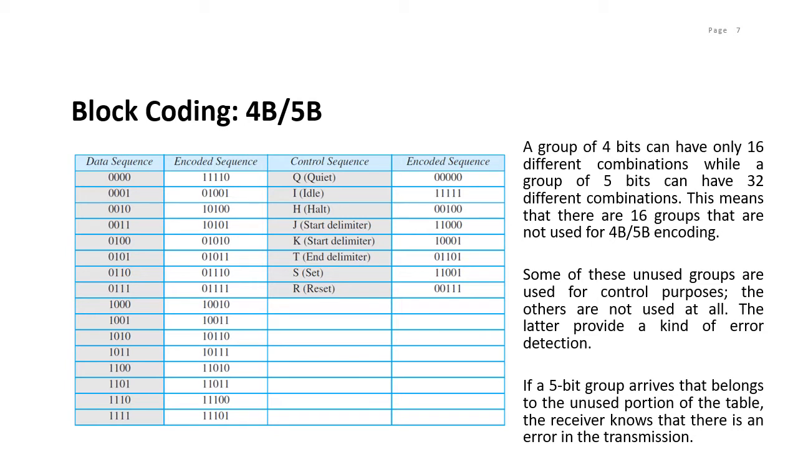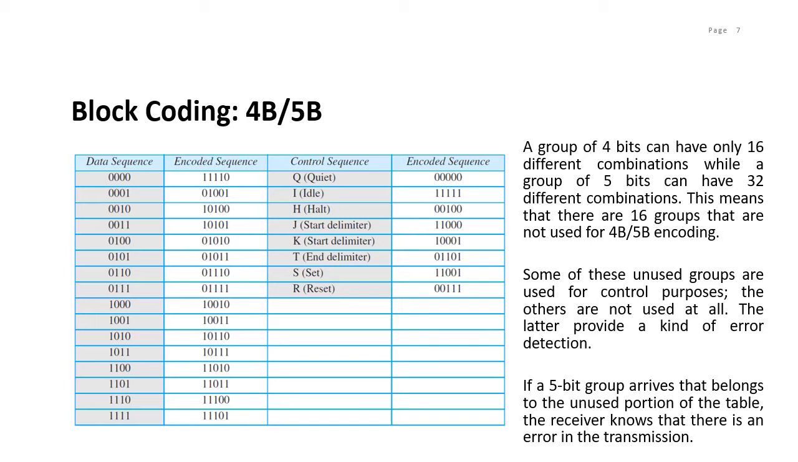How can we get that? It's 2 to the power 4 and also 2 to the power 5, respectively. And this means that there are 16 groups that are not used in 4B/5B encoding. And this is what we call redundancy. And some of these unused groups are used for control purposes, and the others are not used at all.